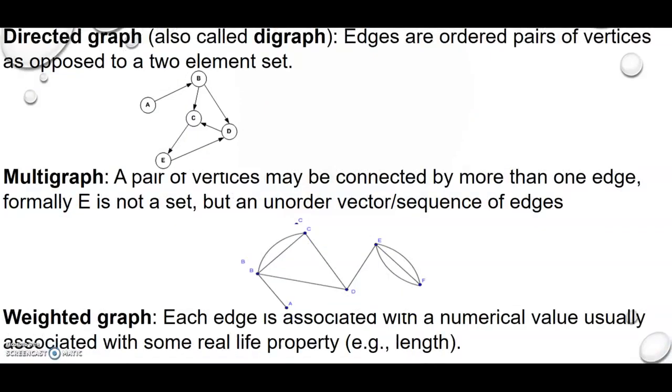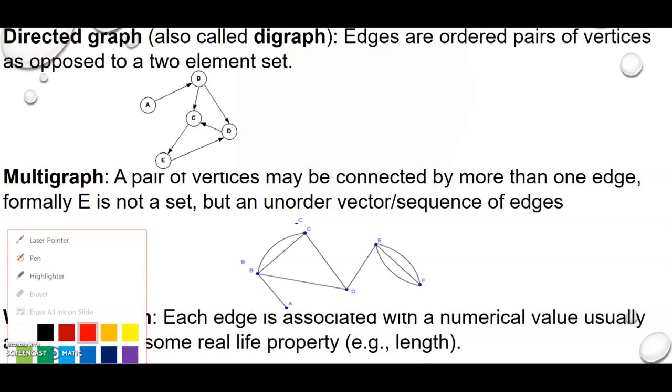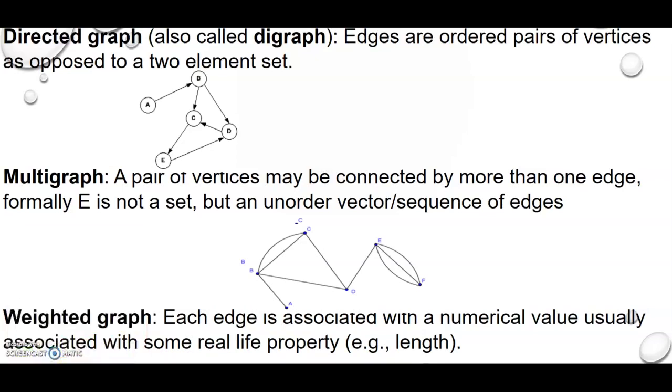A directed graph is also called a digraph. Edges are ordered pairs of vertices, as opposed to a 2 element set. See this diagram, A, B, C, D, E. Some directions are given in this. First of all, A to B there is an arrow mark. From B to C there is an arrow mark, and B to D is an arrow. D to C there is an arrow, and C to E and E to D. So if these directions are mentioned, then it is called a digraph.